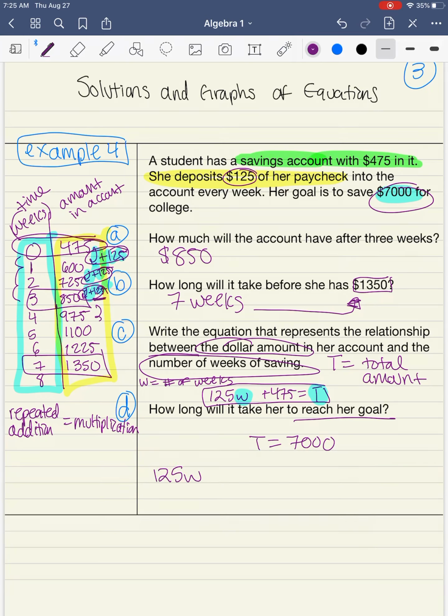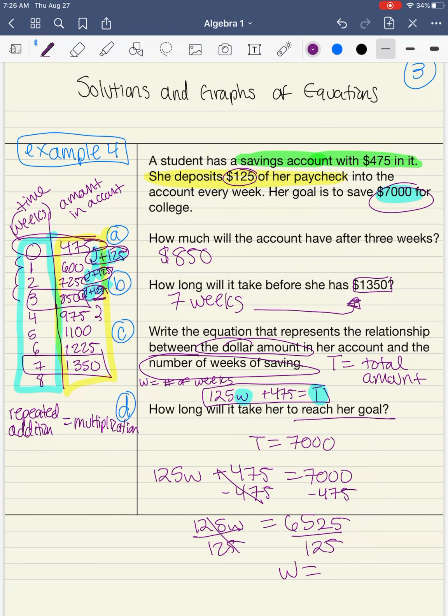So 125W plus 475 equals 7,000. So we'll subtract 475, and then we'll have 125W equals 6,525, and then we're going to divide by 125. So W equals 52.2. So it says, how long will it take her to reach her goal?